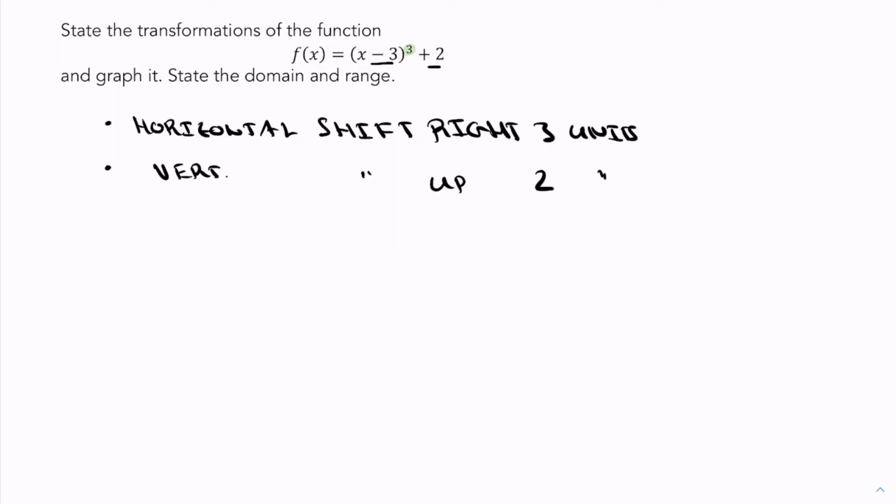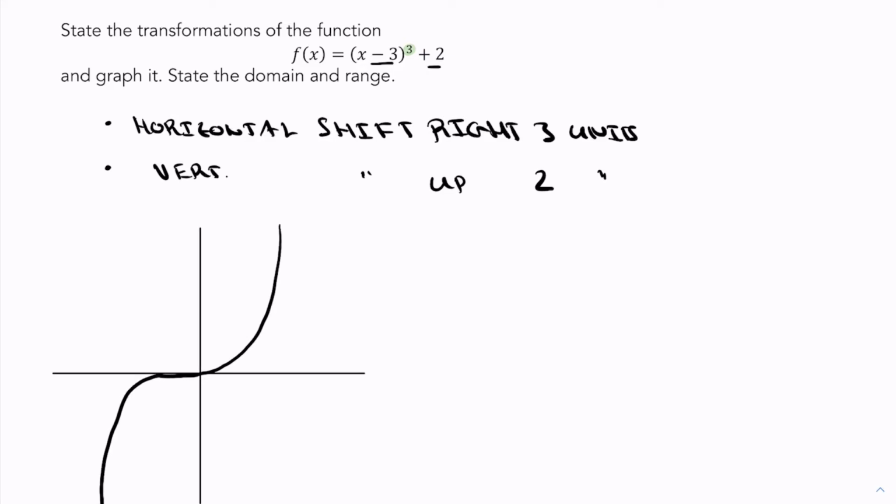Well, let's refamiliarize ourselves with the original cubic function. It looks something like this. It goes through here, and it goes through here. And that point of inflection is at (0, 0). What's going to happen to this?